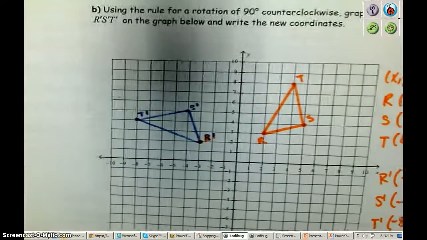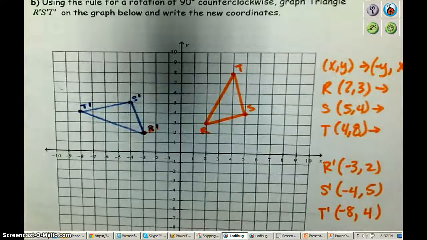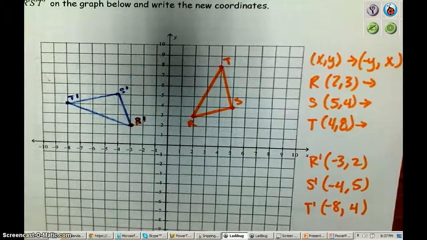Alright, the first problem, you had to rotate 90 degrees counterclockwise. This is what you should have. These were your original points. And if you use the rules, switch the x and y and take the opposite of y, this is what you should have for your R prime, S prime, and T prime.